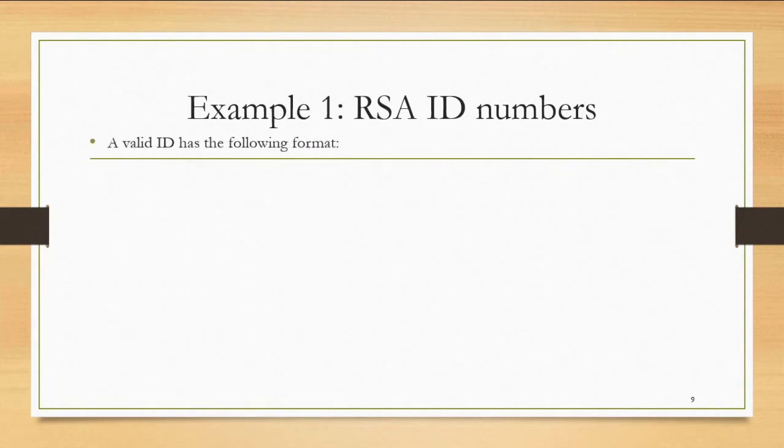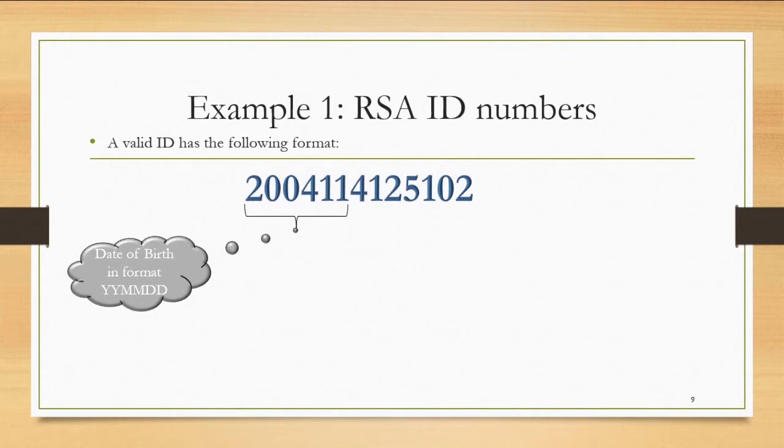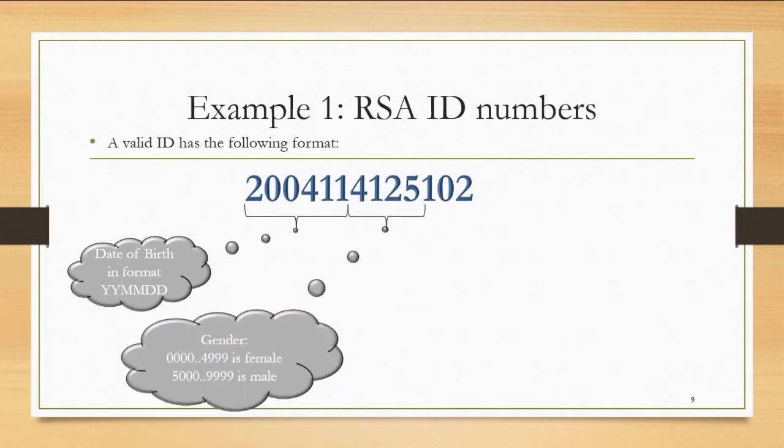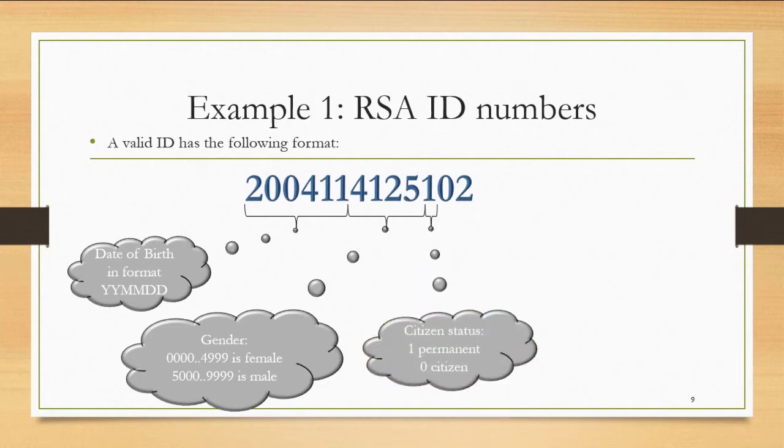The structure of the South African ID number. The first 6 digits contain the date of birth in the format of YYMMDD. The next 4 contain the gender, where 0000 to 4999 is female, 5000 to 9999 is male. The next digit is the citizen status of the person, 1 being permanent, 0 being a citizen. The last 2 digits are used as check bits. You can ignore that for this video.